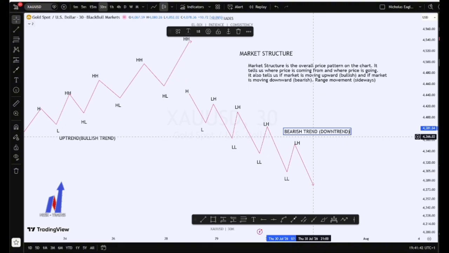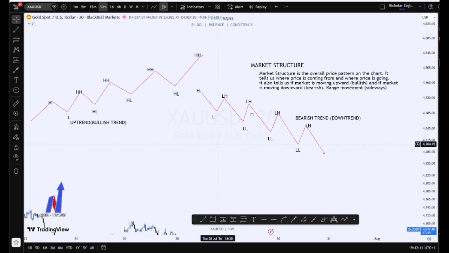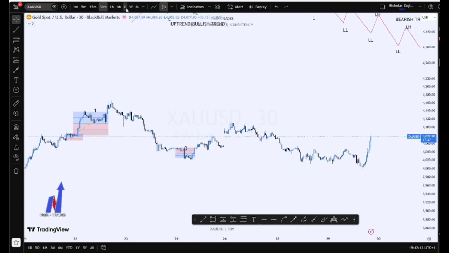I can ask you what's the market structure of Euro GBP, what's the market structure of CAD JPY, you can just check it. Is market bullish or bearish? If you check it, the higher high, higher low, lower high, lower low like that, you will know if market is bearish or bullish. So now let's have a practical example. Let's go to a daily time frame.